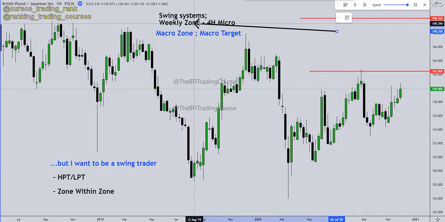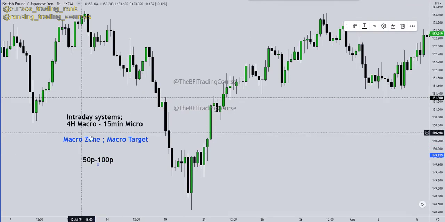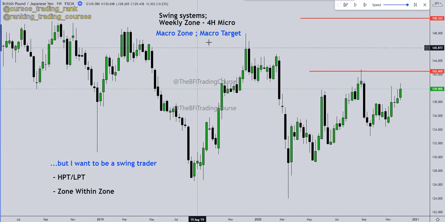maybe took a trade at a weekly zone, but you're using some 15-minute little targets, or even maybe some 4 hour targets. Weekly zone, macro target, just like we said on the 4 hour 15. Macro zone, macro target. The target has to be on the 4 hour for a 4 hour zone. The target has to be on the weekly for a weekly zone.